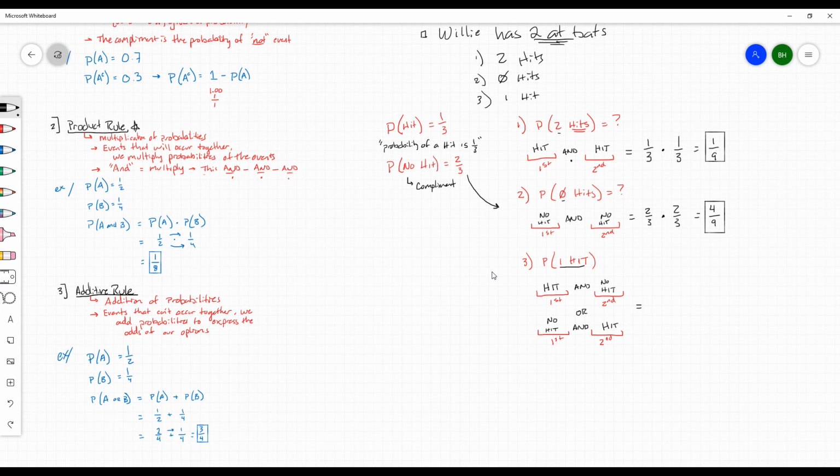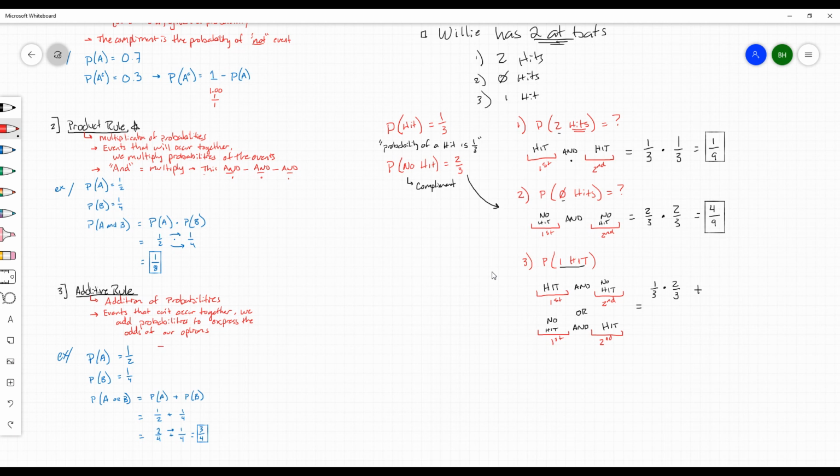So if I look at this, I'm going to do he gets a hit, which is a 1 out of 3 chance, and he gets no hit. Or, which is the addition we talked about in class. I forgot to add it over here. Let's take a look really quick.